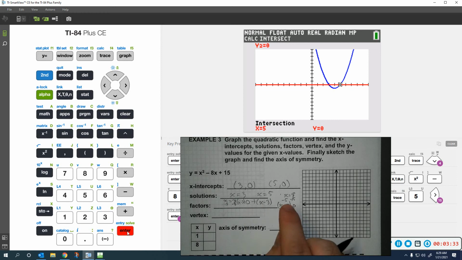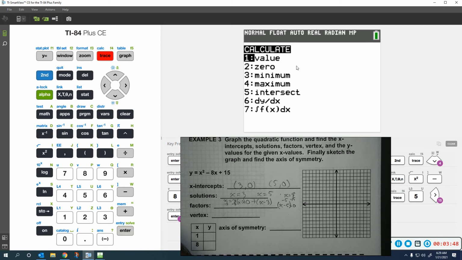Well, it's on the graph, and it's always going to be either the top or the bottom point. So look at your graph again. This one dips down, so it's the bottom point, right? We call that a minimum. So you're going to have to remember how to get a minimum. Second, trace. Go down to minimum is number 3. Push enter.